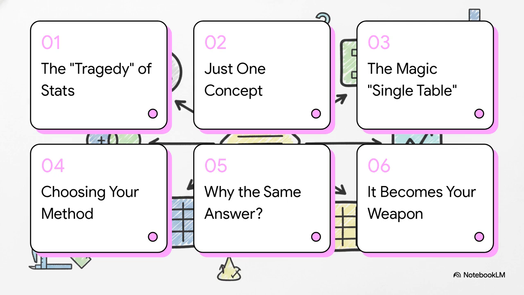So here's our game plan. We'll start with what's called the tragedy of statistics. Basically, why this is all so confusing in the first place. Then, we'll introduce just one concept that connects everything, which leads us to a magic single table. After that, we'll see how to actually choose your method, understand why it works, and finally, turn this whole thing into your new secret weapon for data analysis.